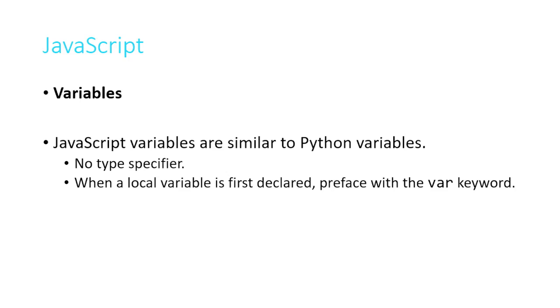So let's quickly run down some of the fundamentals that you might use in JavaScript. So variables, they're really similar to Python variables and really similar to C variables. No type specifier is required. And if you want a local variable, you preface it with the var keyword.